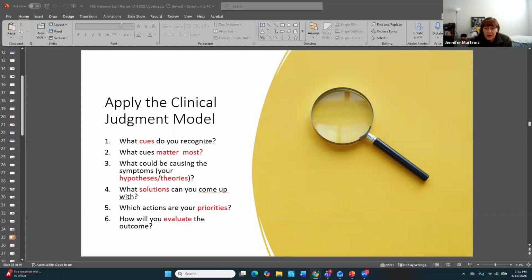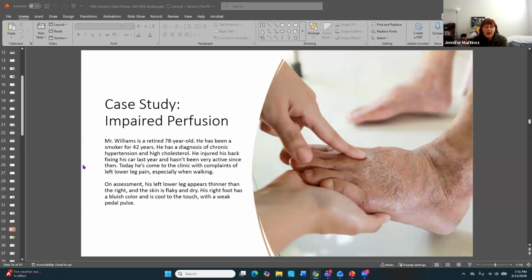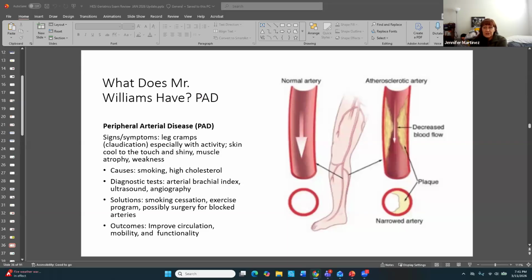So that also would probably be our priority as well, right? So Mr. Williams most likely has peripheral artery disease, which goes with those symptoms that he was experiencing. He's got complaints of left lower leg pain, especially when walking, and then of course the assessment, it's thinner. The skin is flaky and dry. His right foot has a bluish color. It's cool to the touch with a weak pedal pulse, right? So that brings us to peripheral artery disease.